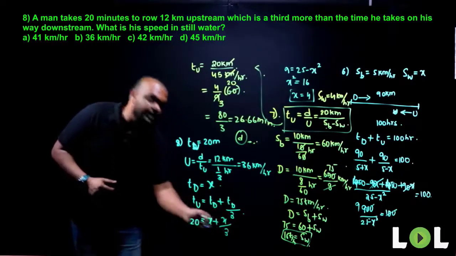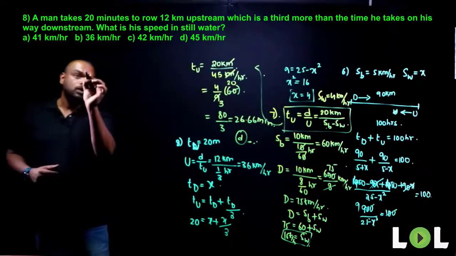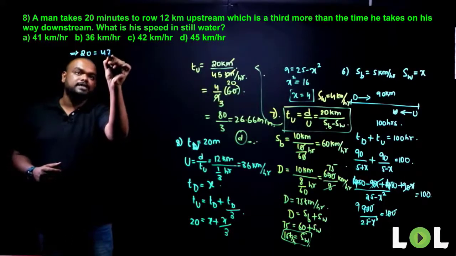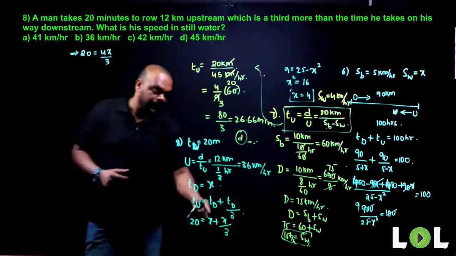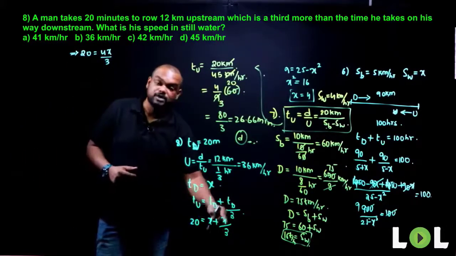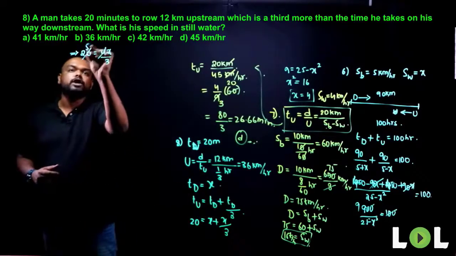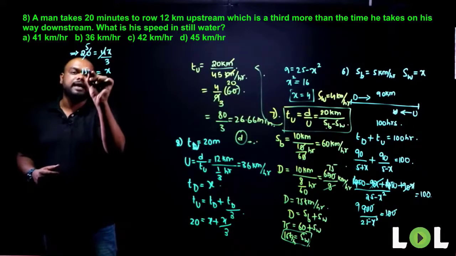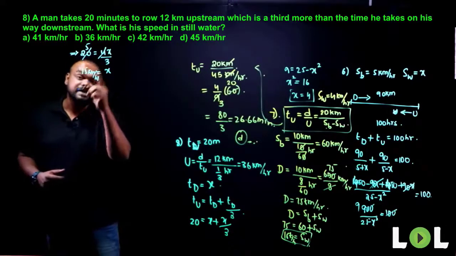So if you solve this, let me bring it here. What do I get here? 20 is equal to 4x by 3, because 3x plus x is 4x by 3. 4 into 1, 4 into 5. What do I get? X is equal to 15 kilometer per hour.